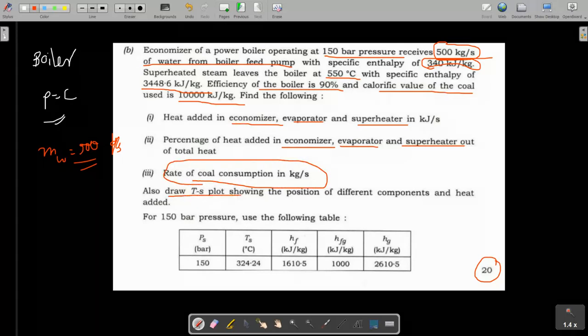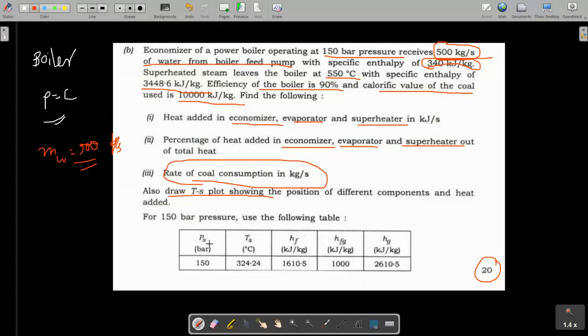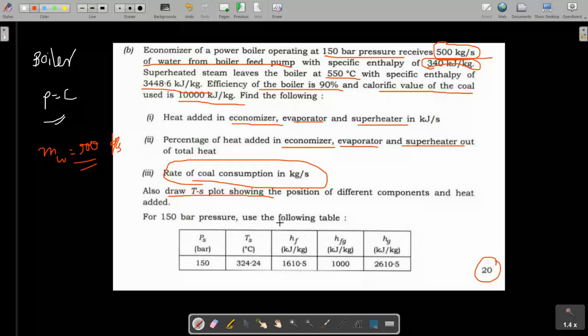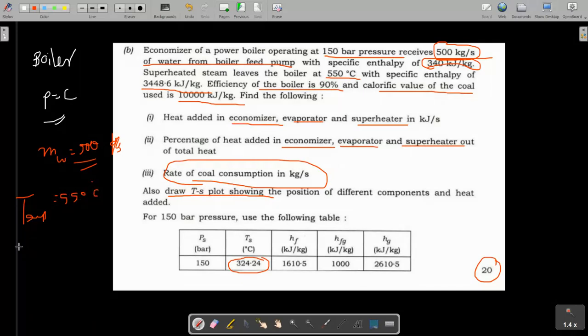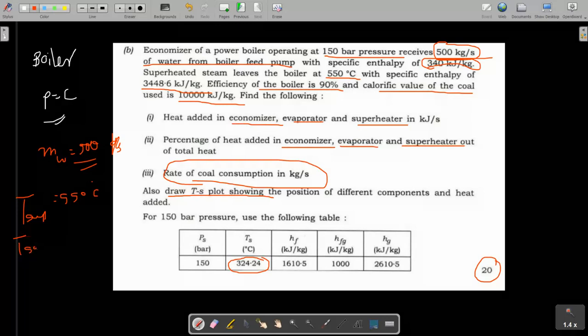And also we have to plot on the TS diagram, and the property table at 150 bar is given to us. From this property table, the saturation temperature is 324.24 degrees Celsius, and our superheated temperature, T sup, is 550 degrees Celsius, and T saturation is given to us as 324.24 degrees Celsius.